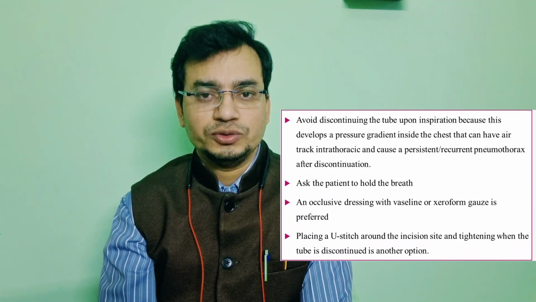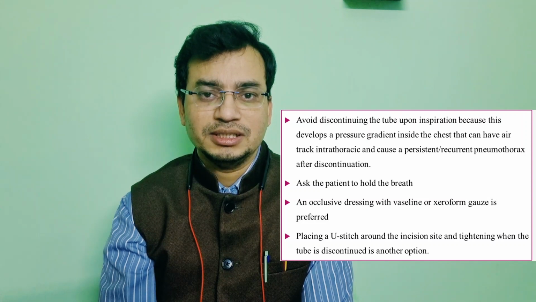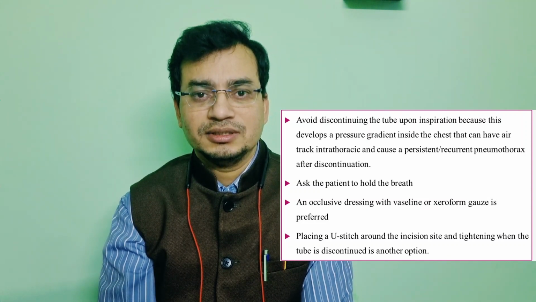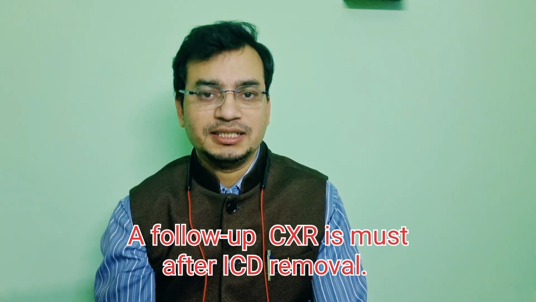1. Avoid discontinuing the tube upon inspiration, because this develops a pressure gradient inside the chest and that may draw air intrathoracic, causing a persistent or recurrent pneumothorax after discontinuation. 2nd, ask the patient to hold a breath. 3rd, an occlusive dressing with Vaseline or zero foam gauze is preferred. 4th, placing a U-stitch around the incision site and tightening when the tube is discontinued is another option to seal the thoracostoma. It is needless to say that follow-up chest x-ray is needed.